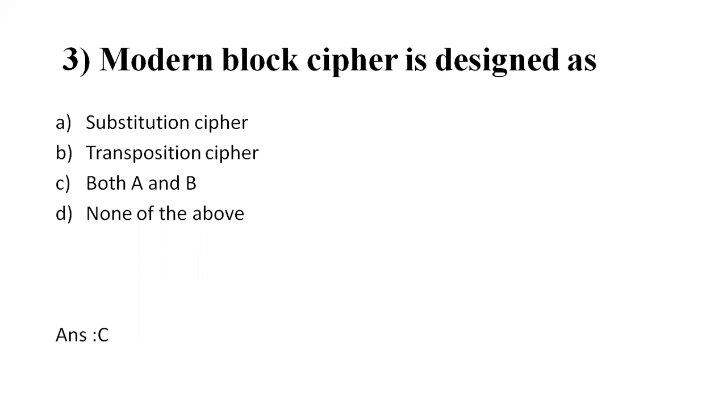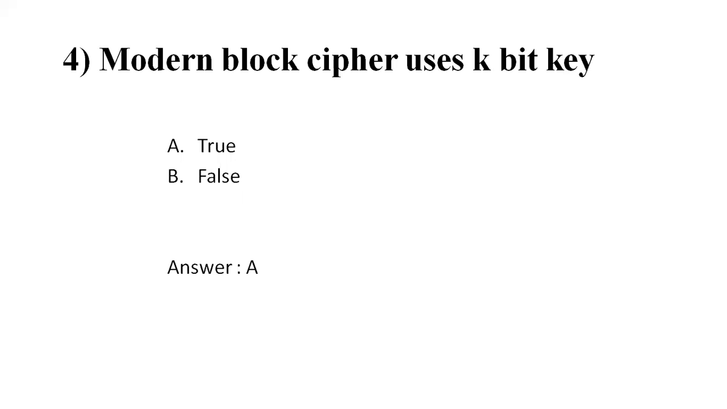Modern block cipher is designed as: substitution cipher, transposition cipher, both A and B, none of these. The correct answer is that the modern block cipher can be designed either as a substitution cipher or as a transposition cipher. The correct answer is C. Modern block cipher uses a key. True or false? The correct answer is true.